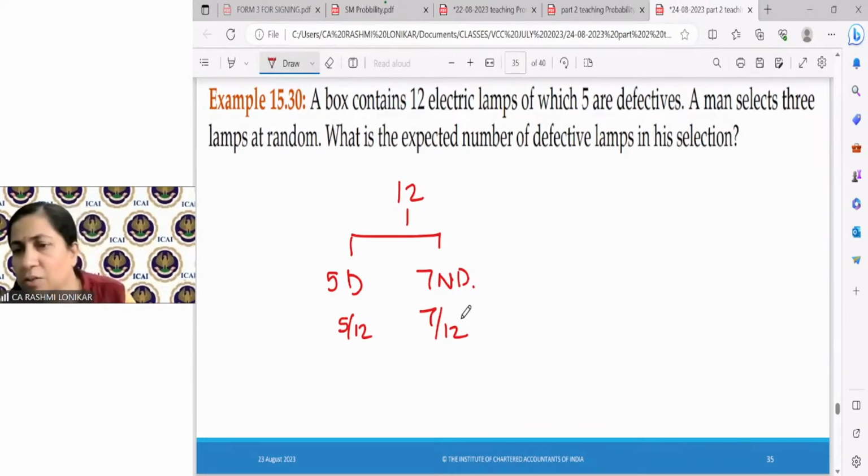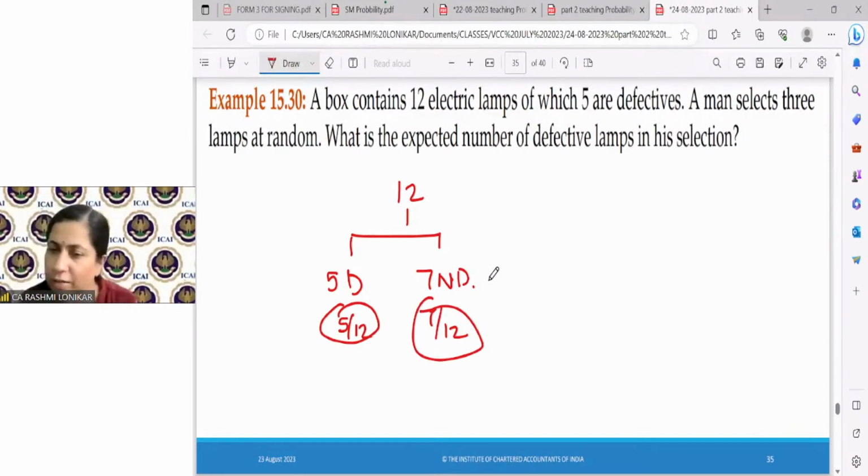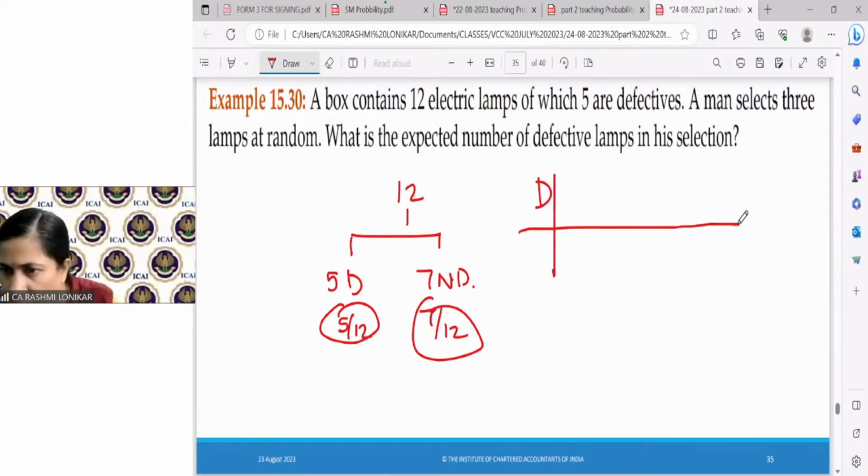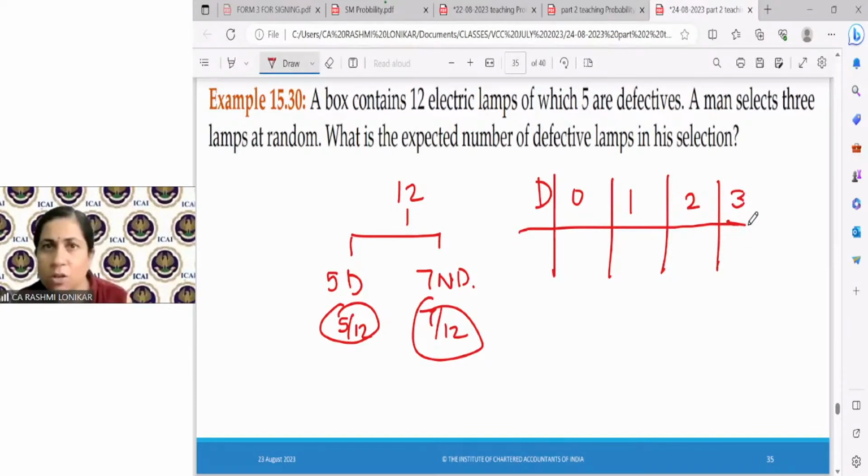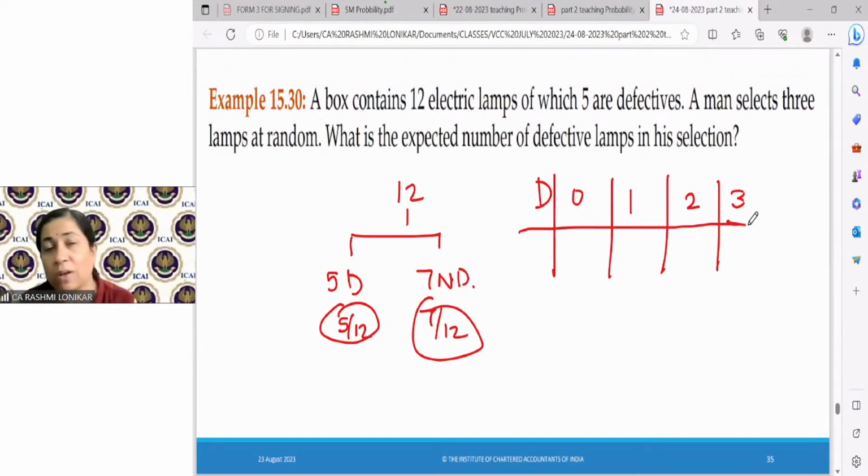Okay. So you can calculate using this. You just need to know this is the probability of defective, this is the probability of non-defective, and then you have to multiply. So what can happen? How many lamps do you have? 3. So 0 defect, 1 defect, 2 defect, or 3 defect. Okay, I am selecting 3 lamps, so I have to make the probability distribution. And what will be the probability when there is no defect? I have to select only from the non-defective, so this is 7 by 12.